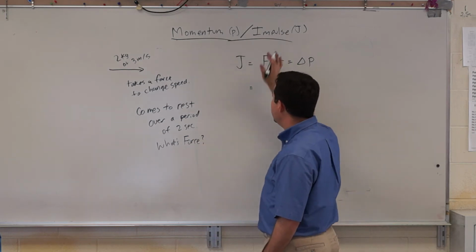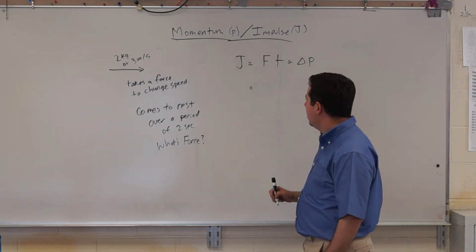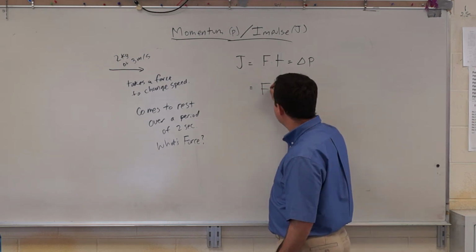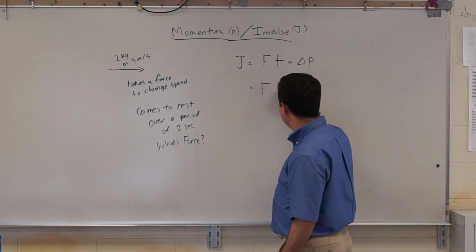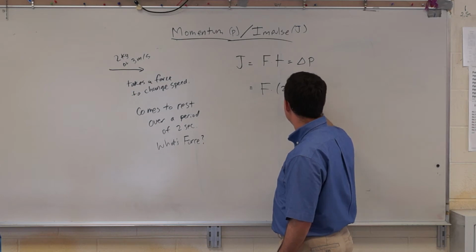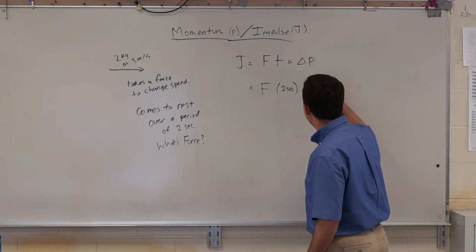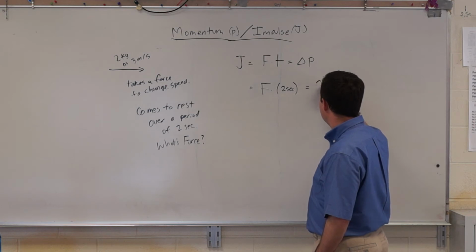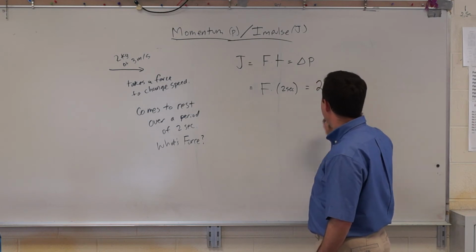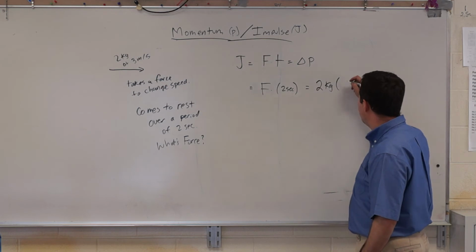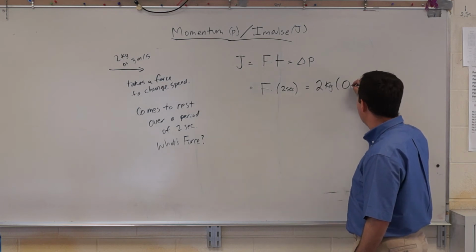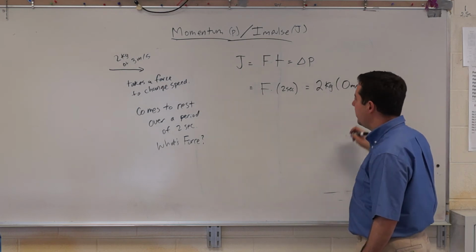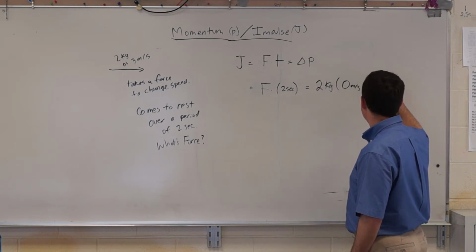So we don't even need to calculate the impulse. We don't know the force. That's the thing we're trying to find. But we do know that time is 2 seconds. And we know the change in momentum is mass times velocity final minus mass times velocity initial. But if the velocity doesn't change, it's just v final, which is 0 meters per second, minus v initial, which is 3 meters per second.